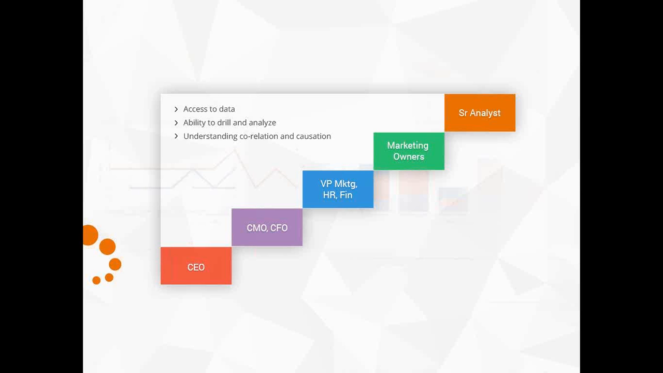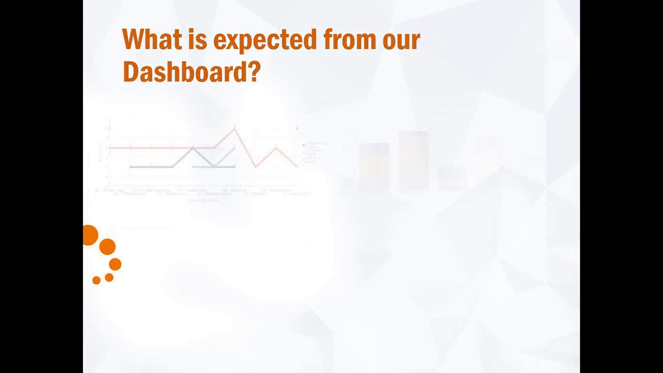So if we see, when we move up the ladder, the CXOs and the VPs have less ability to access the data. They do not have ability to drill and analyze. They do not understand the correlation and causation. Maybe they understand, but not as well as the marketing owners or the senior analyst. But they have the power to take decisions. Right? They have the power to take decisions.